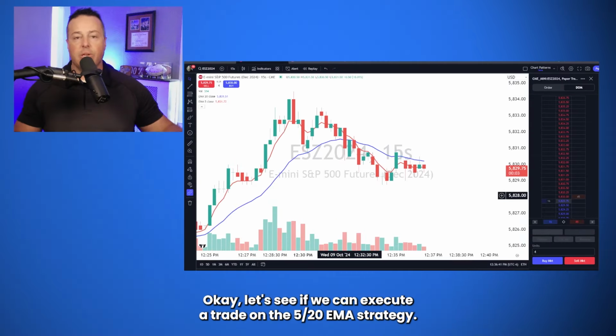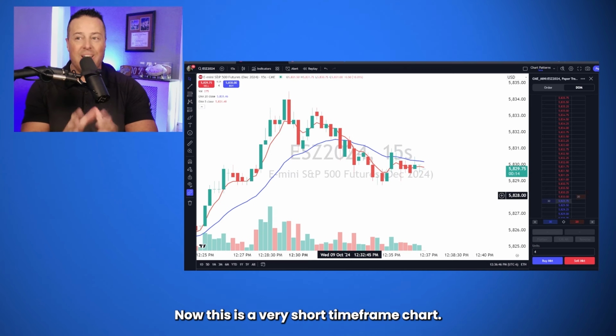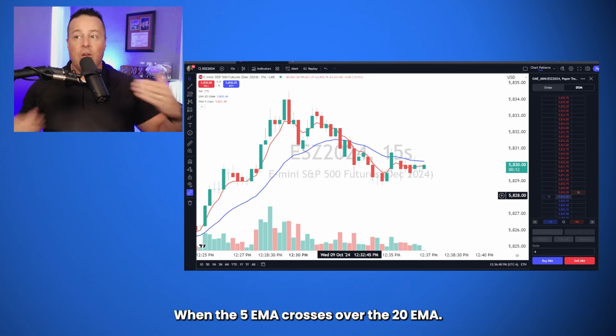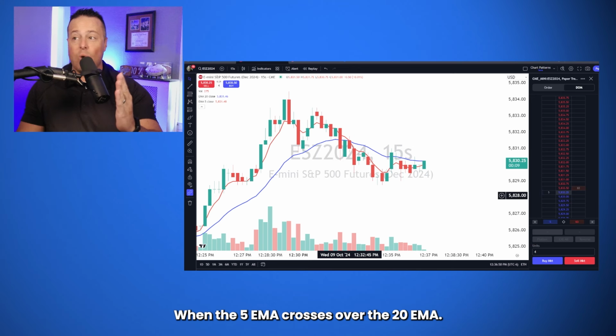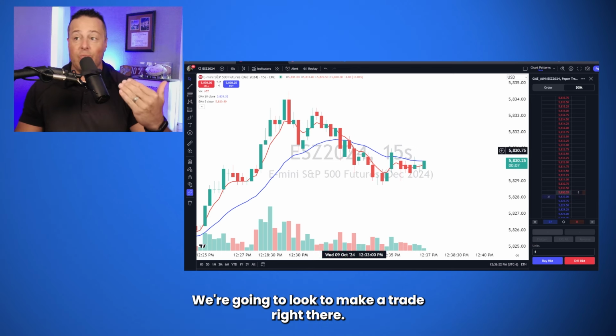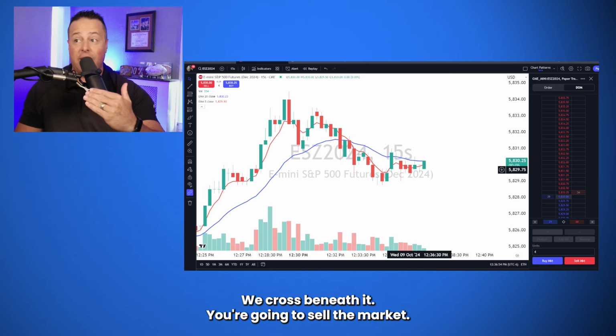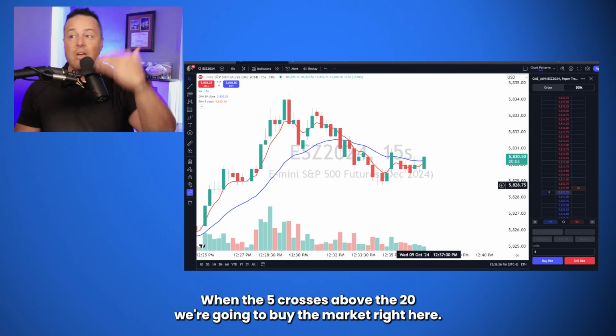Okay, let's see if we can execute a trade on the 5-20 EMA strategy. Now, this is a very short time frame chart. This strategy is built for speed. When the 5 EMA crosses over the 20 EMA, we're going to look to make a trade. Right there, we cross beneath it. You're going to sell the market. When the 5 crosses above the 20, we're going to buy the market.